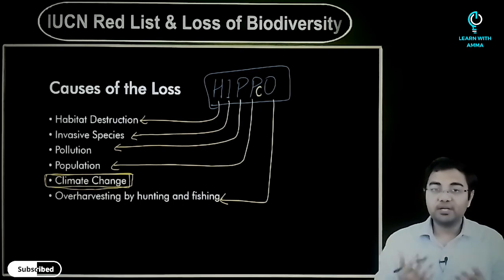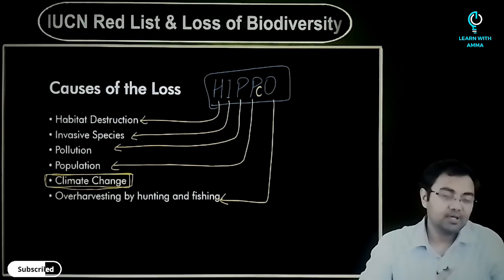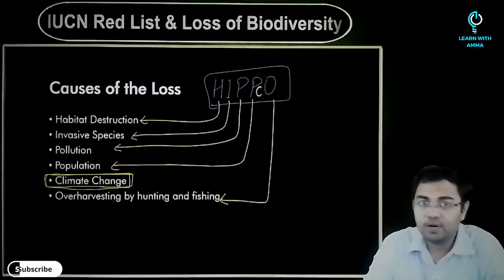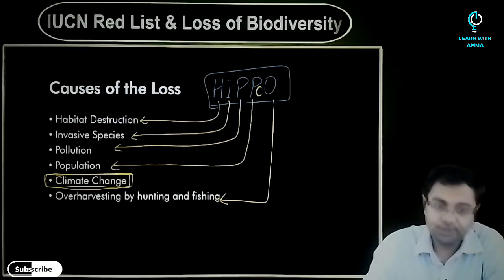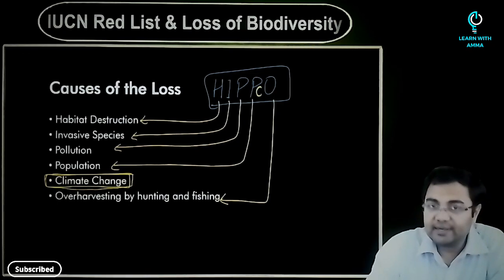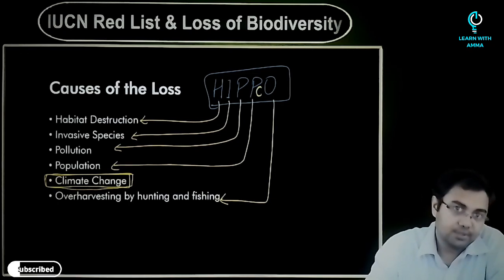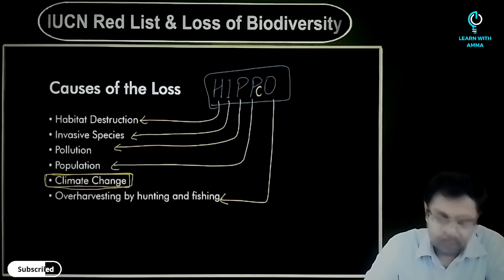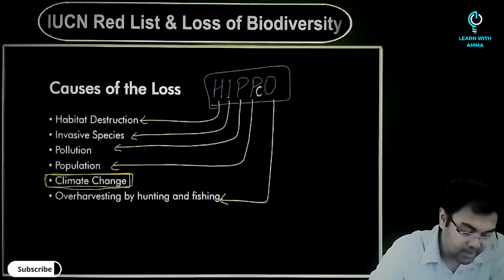But remember, if you are going to the examination, HIPPO is one acronym that you should remember, so that you are able to recall it in the examination if a question comes from this part. So one by one we need to understand and analyze all these causes of the loss. Now let's try to analyze each of these causes of the loss one by one and look at their impact.